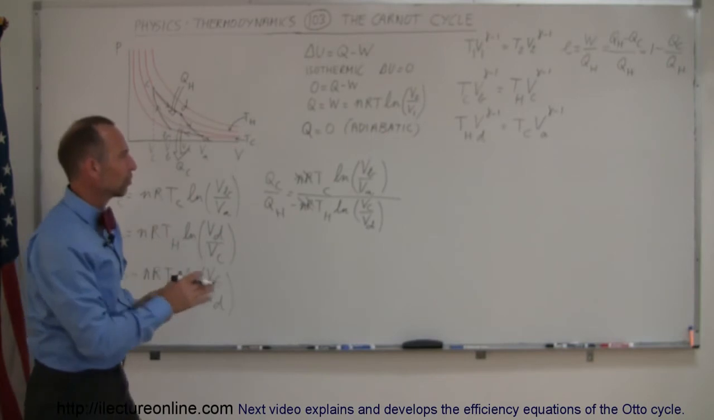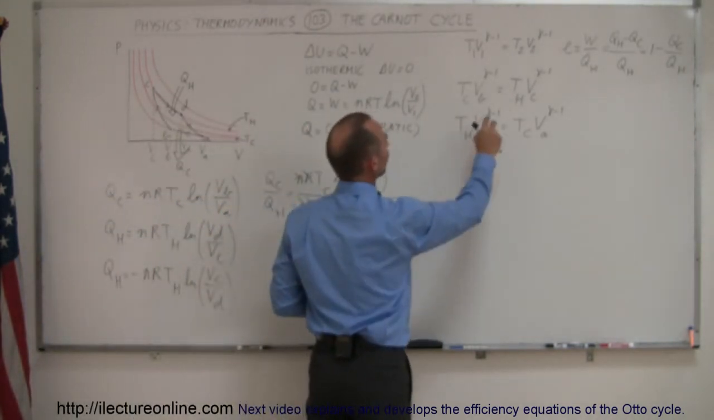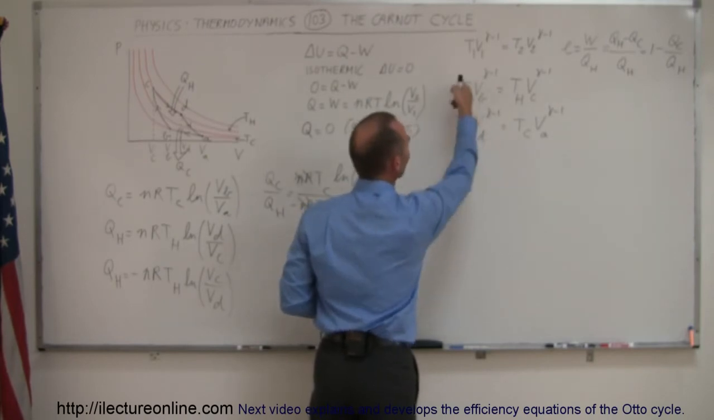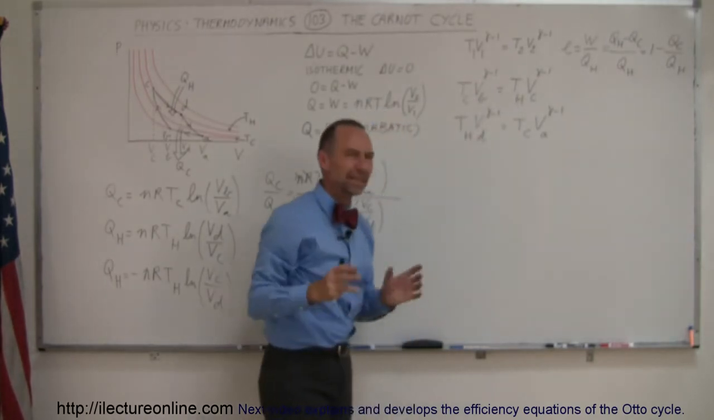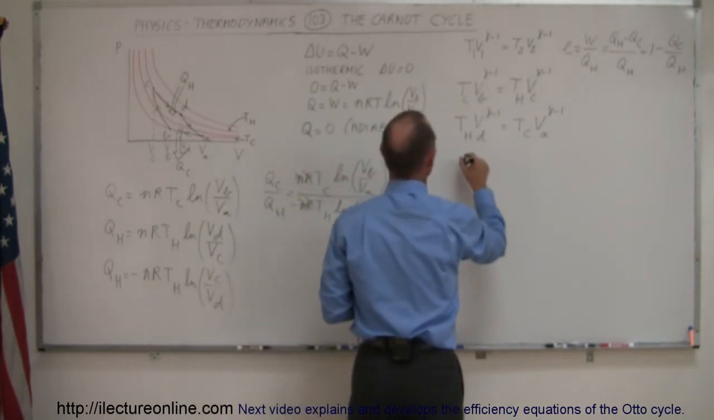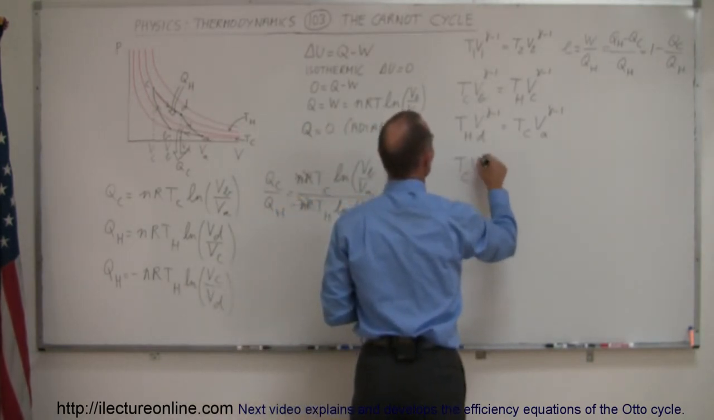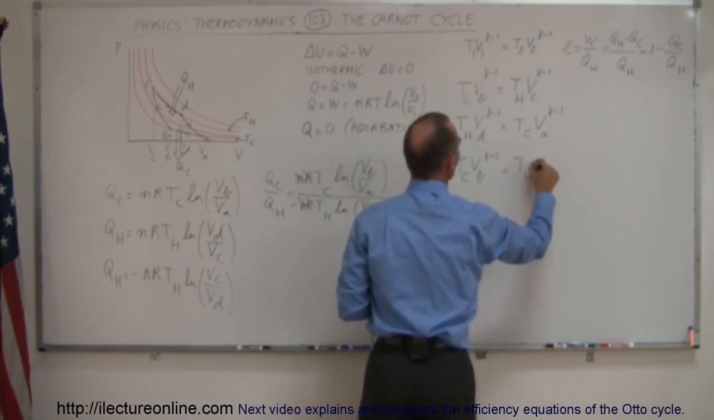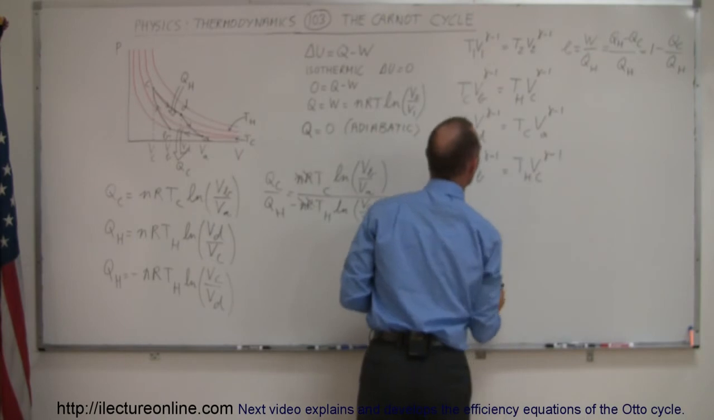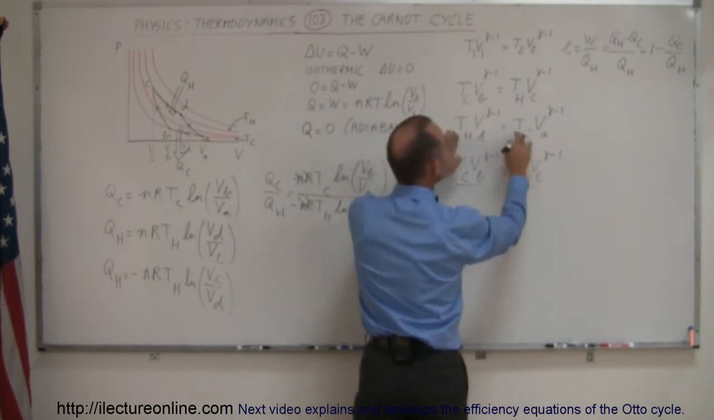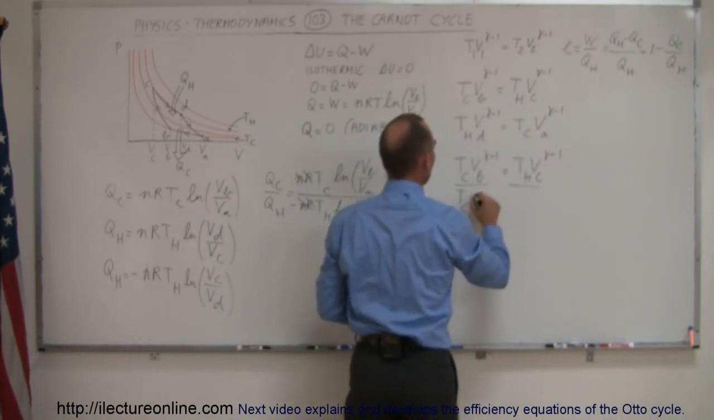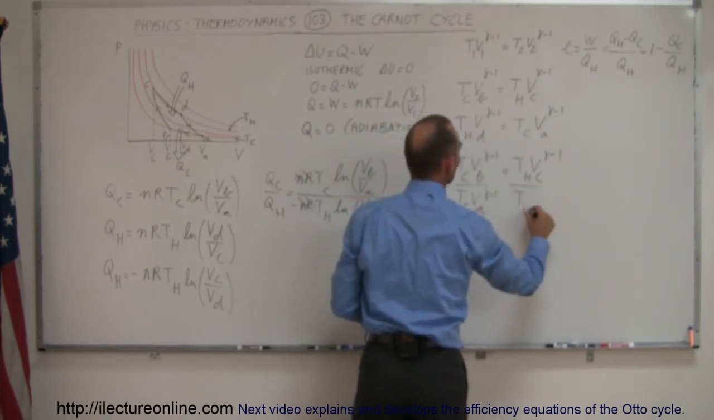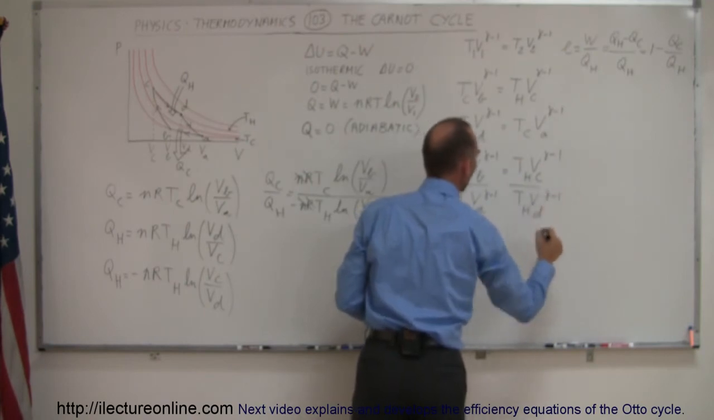How do we get rid of the temperatures in these equations right here? Well, if I divide this equation by this one but turned around, then I have Tc's lined up, I have Th's lined up, and then I think those will drop out. So let's try that. We're going to take Tc Vb to the gamma minus 1 and set it equal to Th times Vc to the gamma minus 1. And we divide that by this equation, but turned around, I get Tc Va to the gamma minus 1. And on this side, I get Th times Vd to the gamma minus 1.